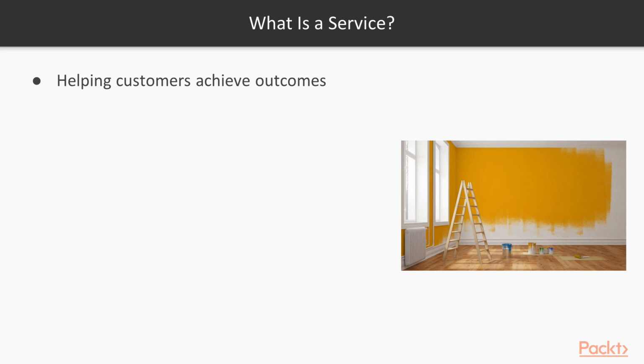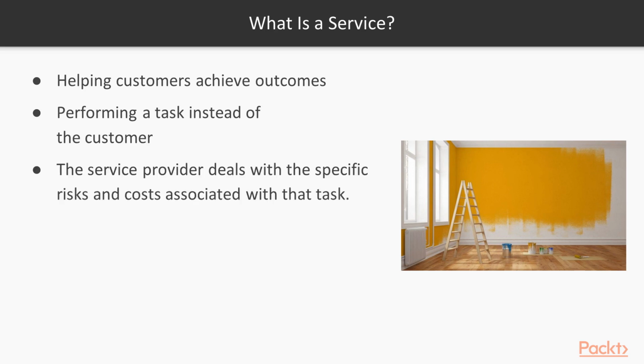How exactly do we do that? Well, by executing an activity instead of the customer. So we are doing something for the customer, helping them achieve an outcome. And by doing that, we as a provider also assume some of the specific risks and costs associated with that activity. What exactly does it mean? Well, let me give you an example.